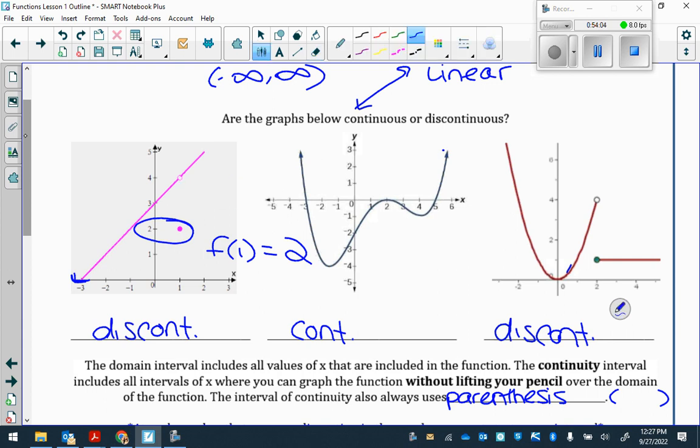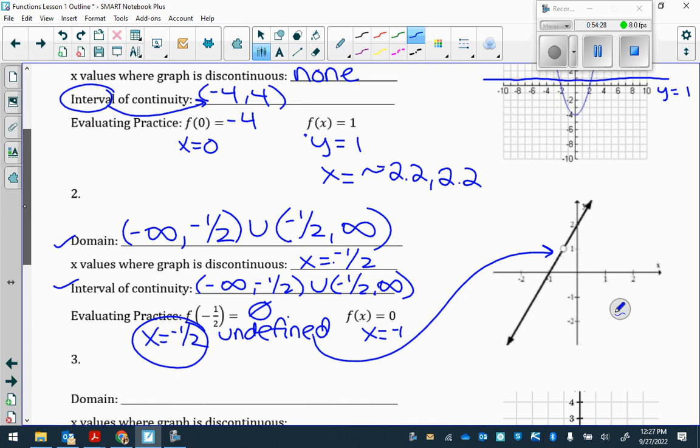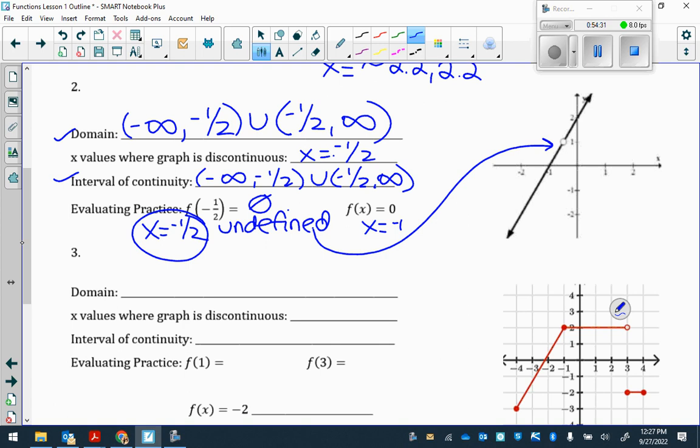When I'm looking for f of 1, I have 2. It would not be 4 because I have an open circle. Okay, if I wanted to see f of 2, which one would you say? 1. You would not say 4. Closed circle means it's included. Open circle means it's not. However, we still need it to represent our domain and interval of continuity. That's why for the domain we include the parentheses, because it's not included in the domain.